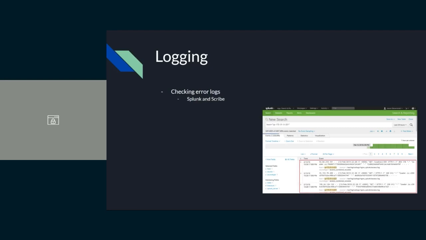How do we check these logs? Where are these logs checked? So this is done using tools like Splunk and Scribe. So this is a screenshot of a tool that is known as Splunk. So as you can see here on the bottom, marked in red, are the sort of logs that trace through the flow of the application.